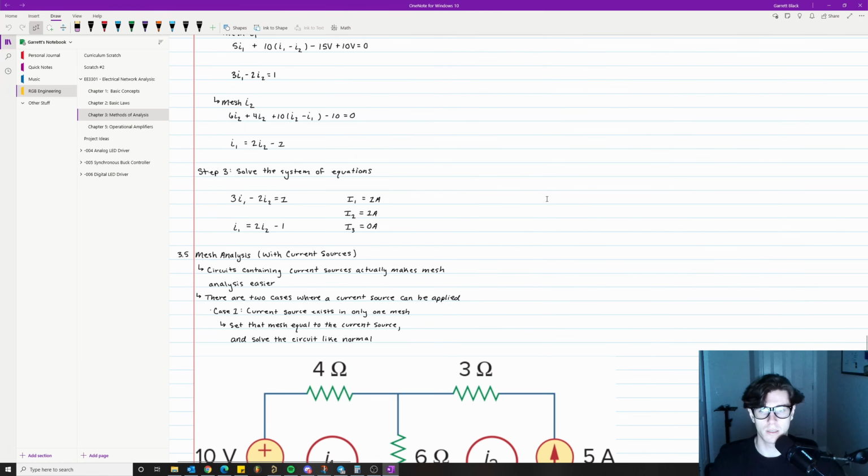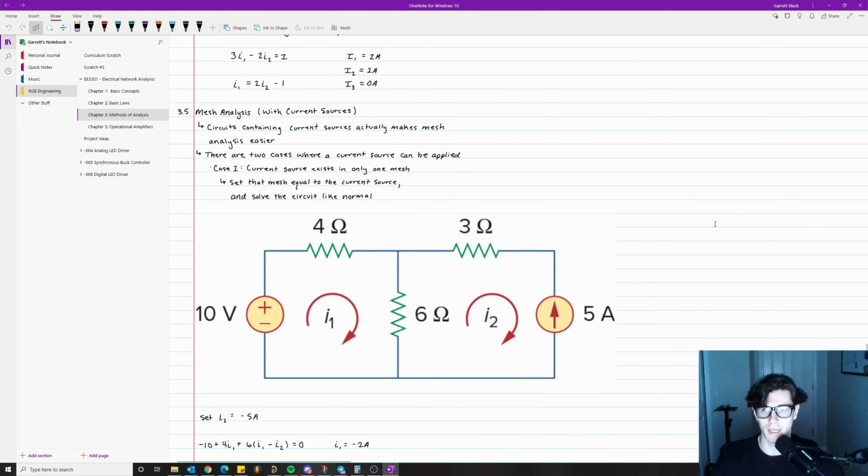Okay, so now we're going to talk about mesh analysis with current sources. Circuits containing current sources actually makes the mesh analysis easier. So yeehaw to that. Here's to making things easier on us, am I right? There are again 2 cases where the current source can be applied. The current source exists in only one mesh, and the current source exists between 2 meshes. And we'll talk about that in a second.